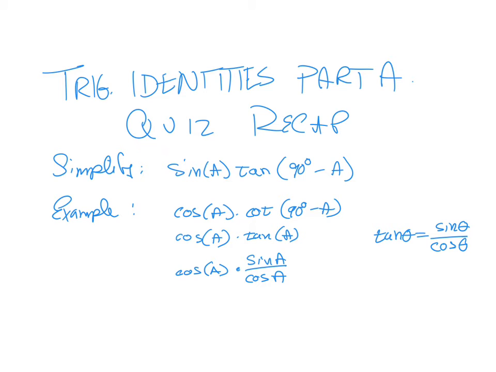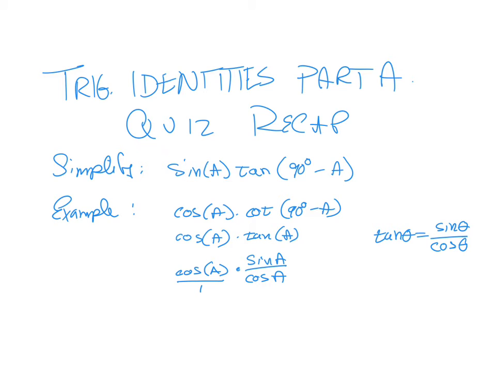Now, we've got cosine of A multiplied by a fraction. So, for multiplying fractions, of course, we multiply across, and if we don't have a fraction, we can turn it into a fraction so that we can multiply across.